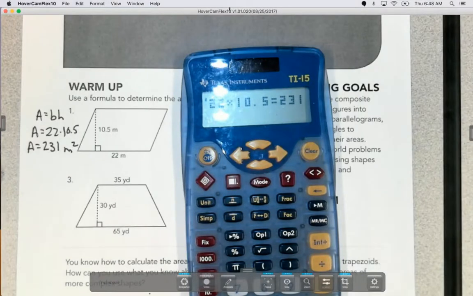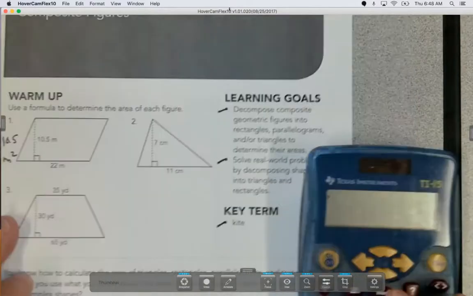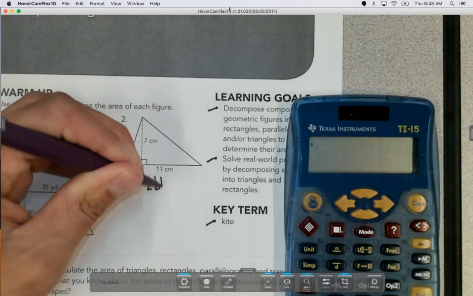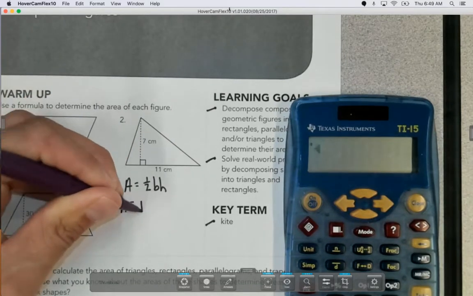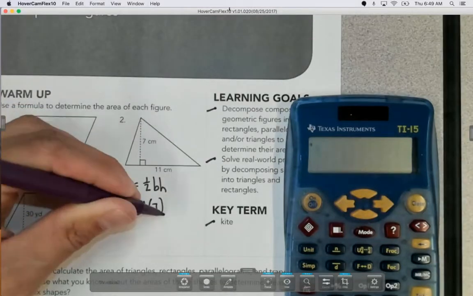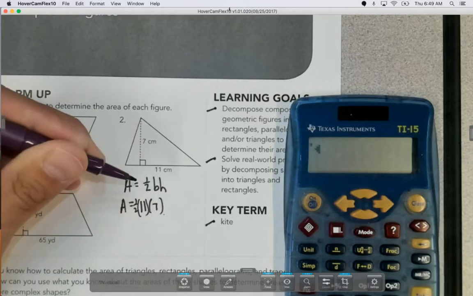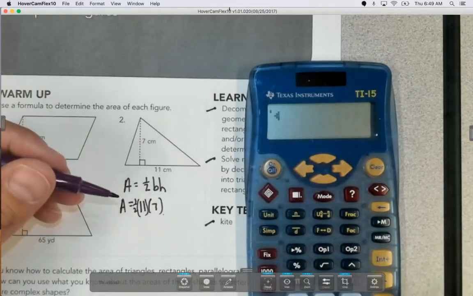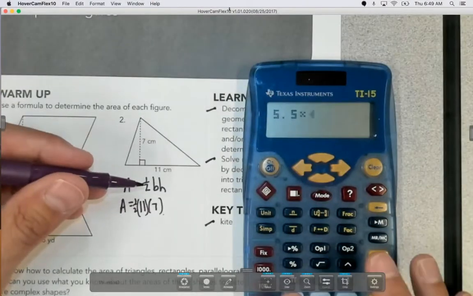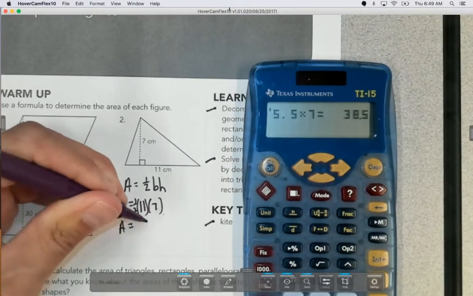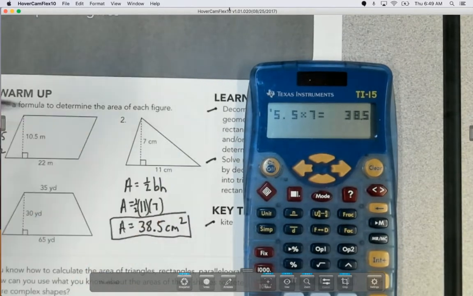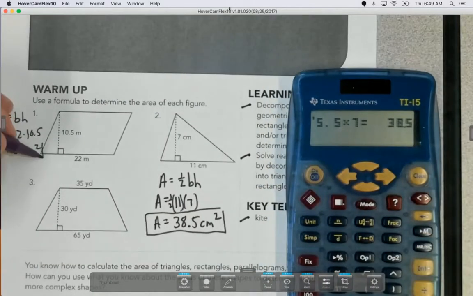Next, we have a triangle. The area of a triangle is 1/2 of base times height. For this one, it's going to be 11 for the base, 7 for the height, and then I could divide it by 2, or I can multiply it by 1/2 to get my answer. When I take 11 divided by 2, same as multiplying it by 1/2, and multiply that by 7, I would get an area of 38 and 5/10 centimeters squared. That's that answer. Last but not least, I have my trapezoid.